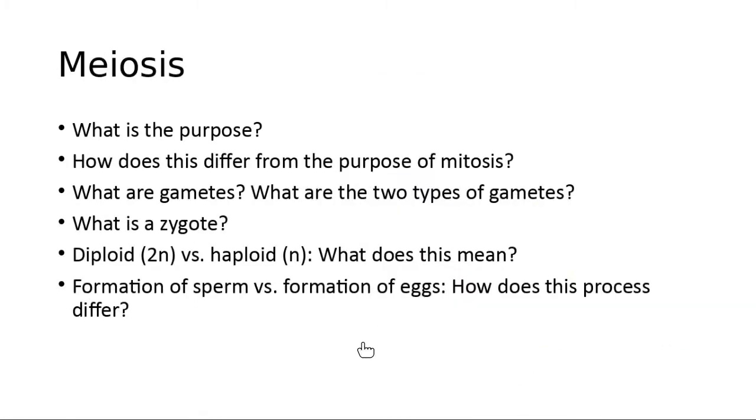Okay, so meiosis then, let's talk about this one. This one's a little bit more complicated, but if you know the stages of mitosis, it definitely makes it easier to understand meiosis, especially meiosis 2, and we'll get to that. So what's the purpose of meiosis?